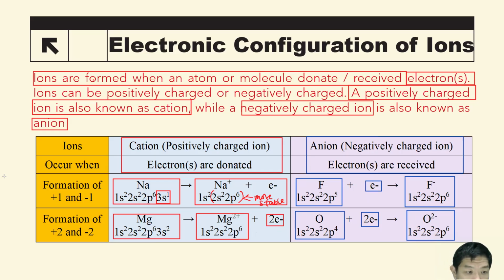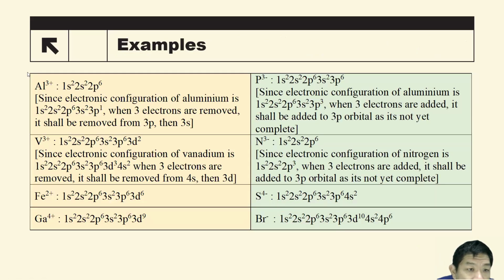Now let's have a look at more examples. In aluminium, originally you have 1s2, 2s2, 2p6, 3s2, 3p1. When you remove electrons, remember that when filling in electrons, you fill according to the Aufbau principle, from the lowest energy level to the highest. Conversely, when you remove electrons, you remove from the highest back to the lowest. So you first remove the electron from 3p1 and then the 2 electrons from 3s2. That is why in Al3+, you have 1s2, 2s2, 2p6.